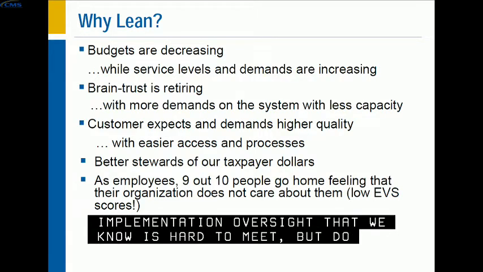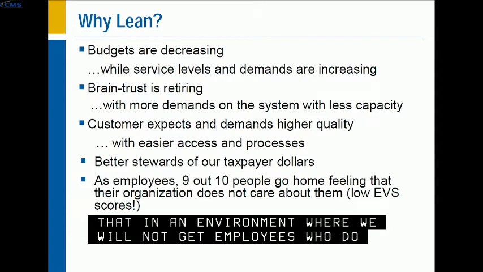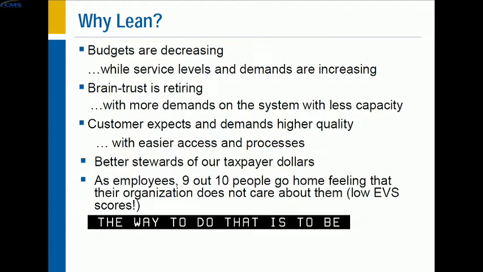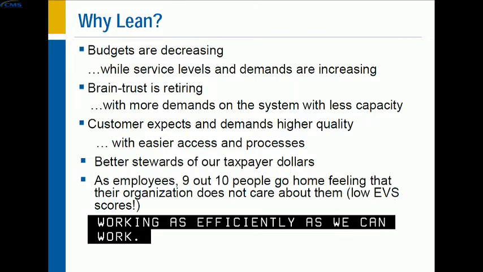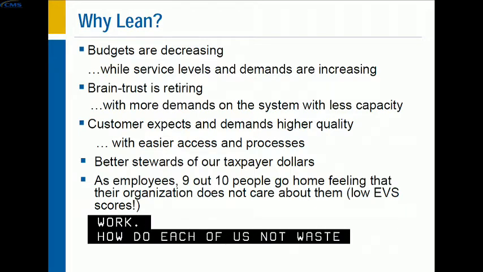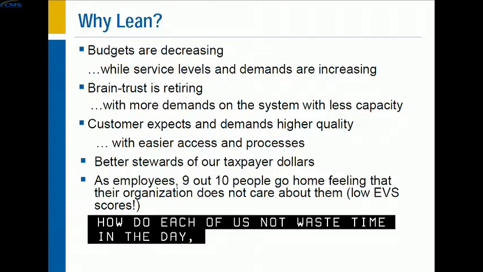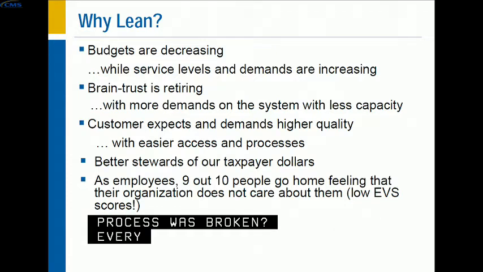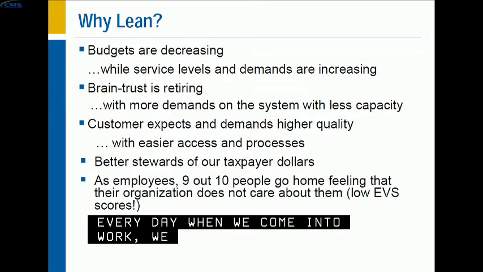The way to do that is to be working as effectively and efficiently as we all can work. How do each of us not waste time in the day because we didn't know about something or because a process was broken? How are we all, every day when we come into work, doing our best work all the time and not doing rework? Not going over mistakes that were made.